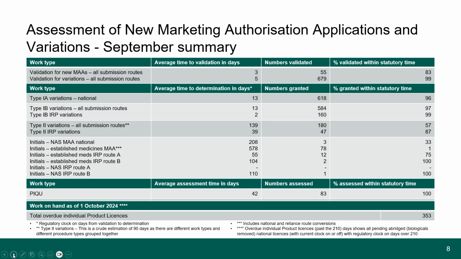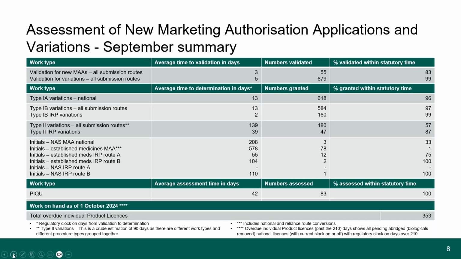So if we look to the bottom section where we're talking about initial applications, and we focus on the second row down, you'll see that for the established medicines marketing authorisation applications, the average time to determine in days is still high. That is 578 days. Now, this reflects the fact that we are taking things that are considerably overdue, and we're taking them first. We expect that number to really reduce over the coming months as we move into taking much more recently submitted work. And again, the percentage granted within statutory time is 1% this month, and you'll have seen from previous months that that was around 19% in the subsequent months.